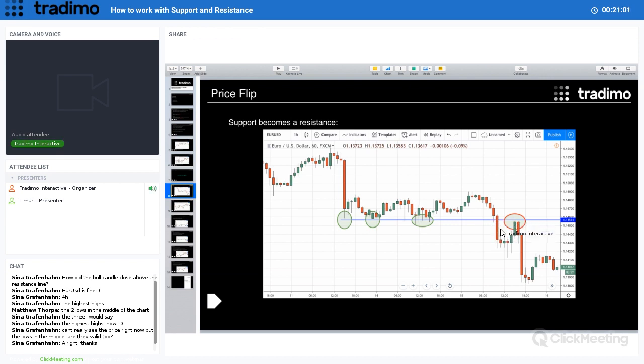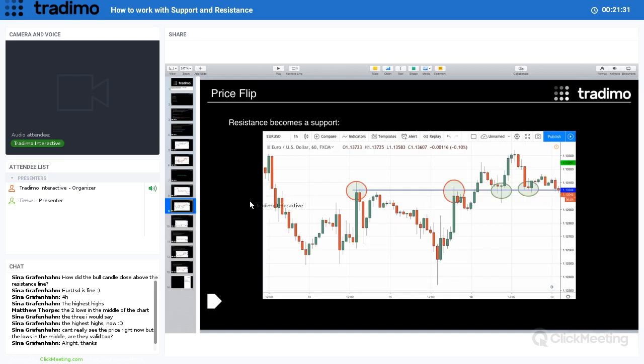So the market goes down and tests the level again from the downside, and then the market goes down. So this is also called a pullback. The market breaks a level, tests the level again, and then moves in the direction which was before. Yeah, this here is a price flip. Support becomes a resistance level through a pullback.